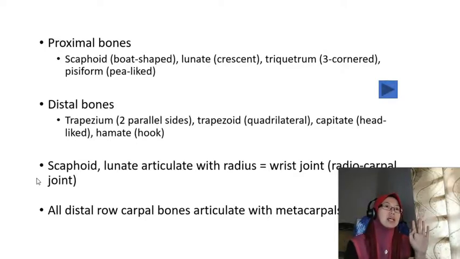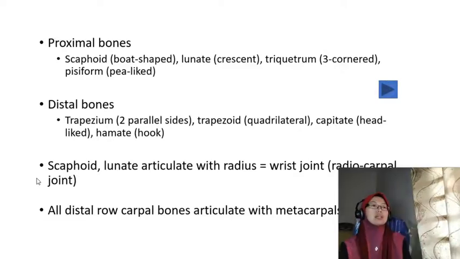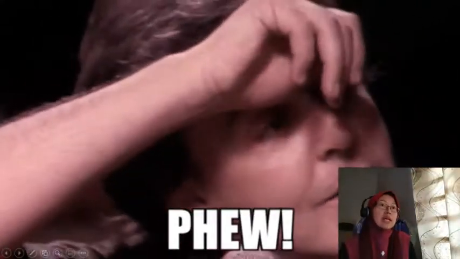But all the distal row of carpal bones, which are trapezium, trapezoid, capitate, and hamate, the proximal row, here only two bones, scaphoid and lunate, articulate with the distal end of the radius to form the wrist joint. But for the distal row, all the carpal bones articulate with the metacarpal bones. Okay, I think that's it.